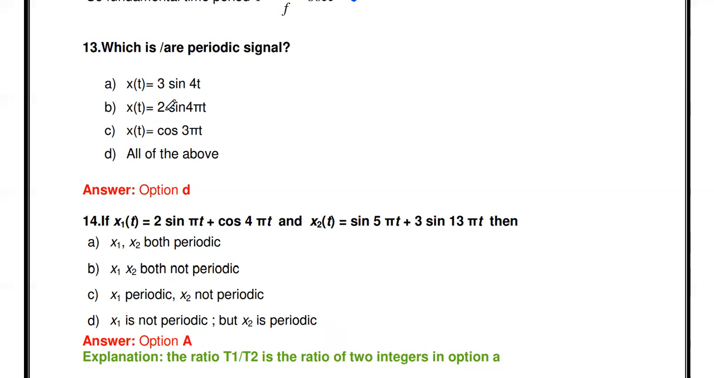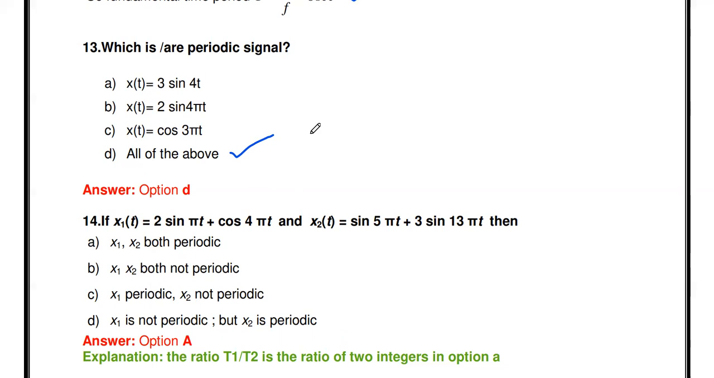x of t equal to 2 sine 4 pi t is also a sinusoidal signal, so it is also periodic. x of t equal to cos 3 pi t is also periodic. All of the above: these three signals are periodic signals. So option D is the answer. All of the above are periodic signals.